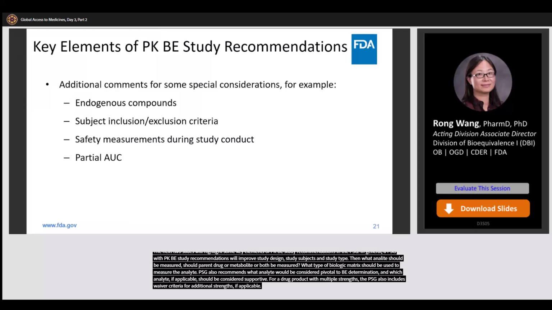Sometimes the PSG may include additional comments for some special considerations. For example, for endogenous compounds, there might be comments regarding baseline measurements, diet restriction, and baseline correction. For some modified release drug products, the PSG may include detailed instructions on measurement of partial AUC.